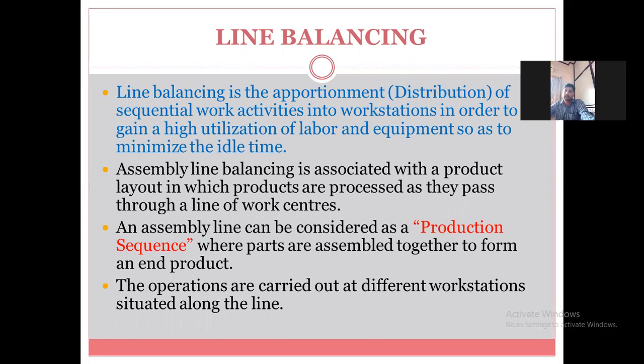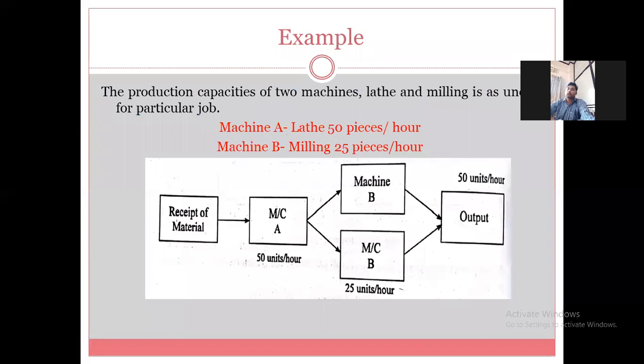Then assembly line balancing is associated with a product layout in which the products are processed as they pass through a line of work centers. Then an assembly line can be considered as a production sequence where parts are assembled together to form an end product. The operations are carried out at different workstations situated along the line. Okay, getting everyone this? Now take one example.